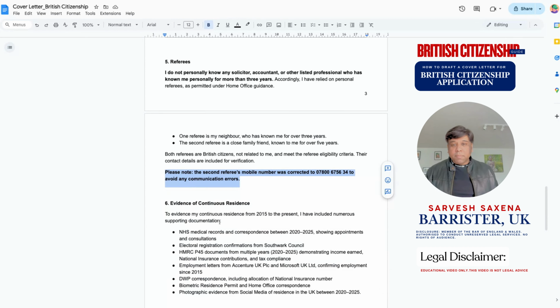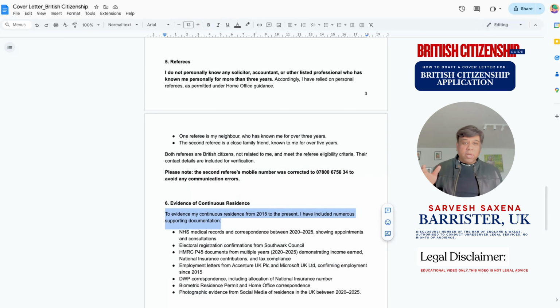So what you do is you say, to provide my continuous residence from 2015 to the present. He's trying to provide till 2025, the last 10 years. I would just say this should be 2020, because his qualifying period started from 2020 to 2025. Normally he wants to present it from 2015, but it should be for the qualifying period from 2020 to 2025.